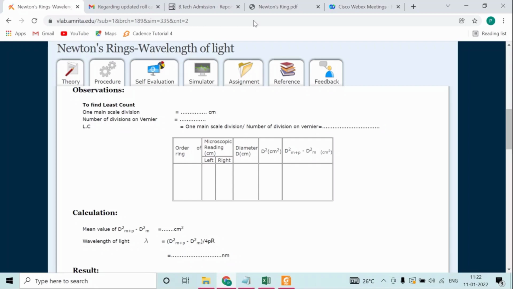Haven't written out all the details, observation table and calculation equation. Yes, sir. Okay, fine.